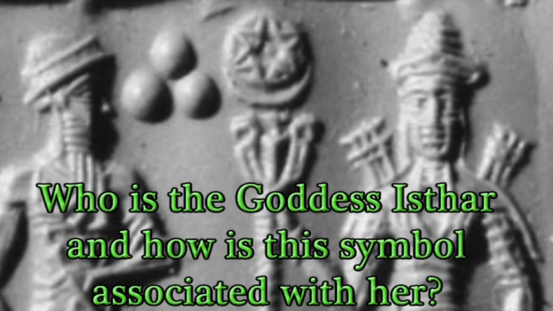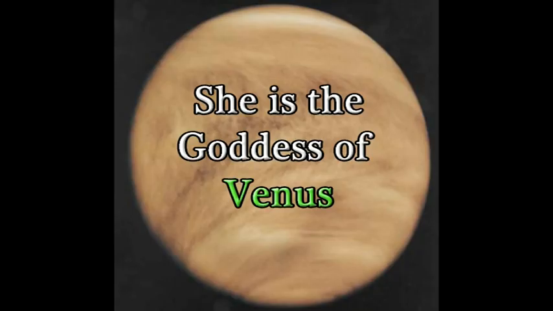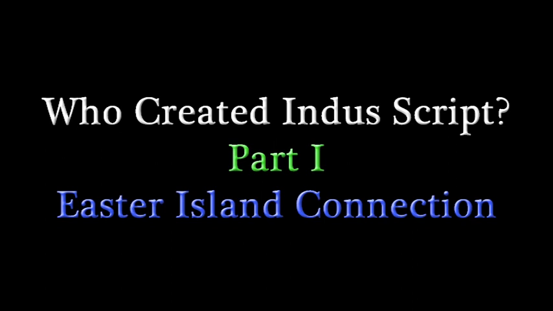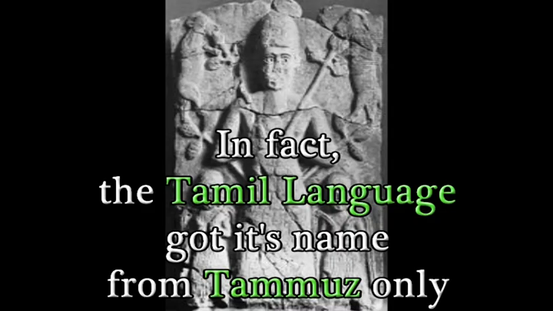Who is this goddess Ishtar and how is this symbol associated with her? Ishtar is the Babylonian goddess of fertility, love, and war. She is the goddess of Venus. Her lover was Tammuz. This information is enough to decode her true origin. I had already established through the video "Who created Indoscript, Part 1, Easter Island Connection" that Tammuz is nothing but the god Murugan. In fact, the Tamil language got its name from Tammuz only.